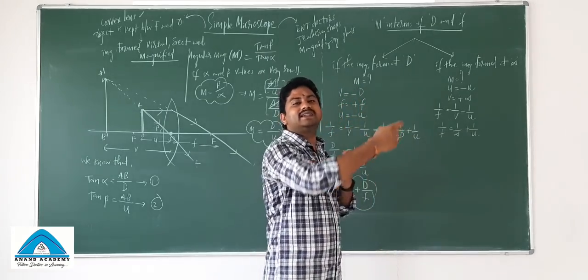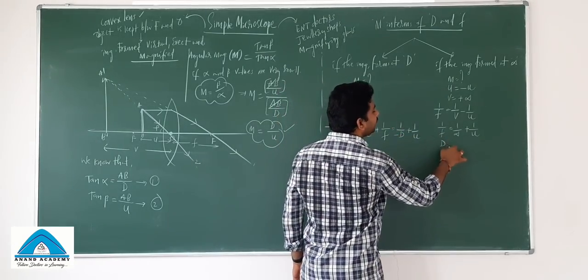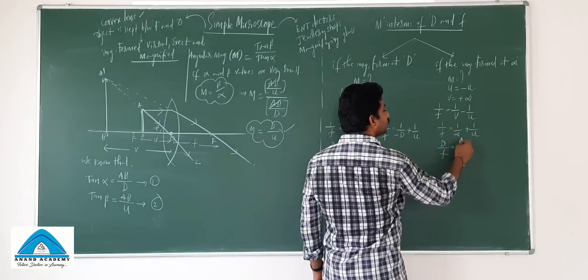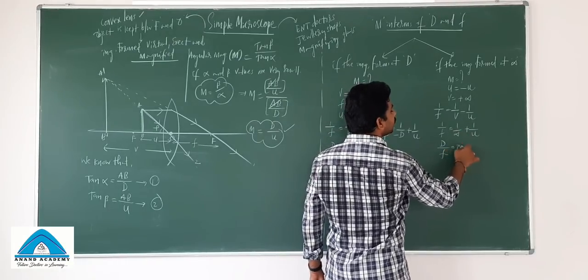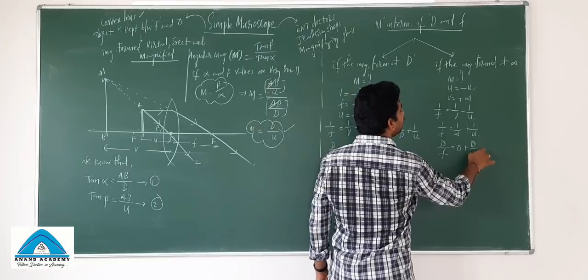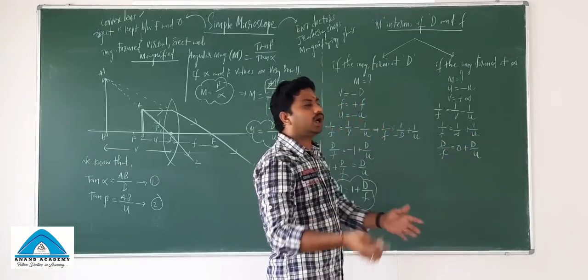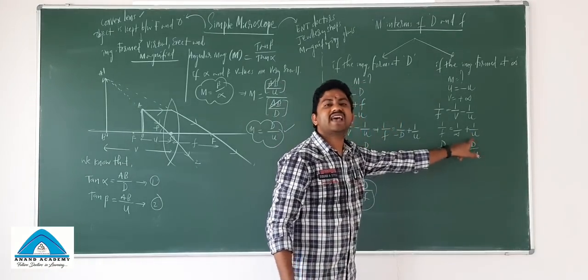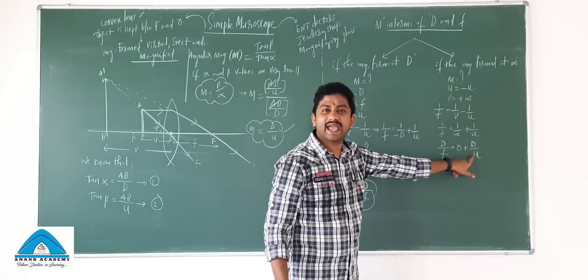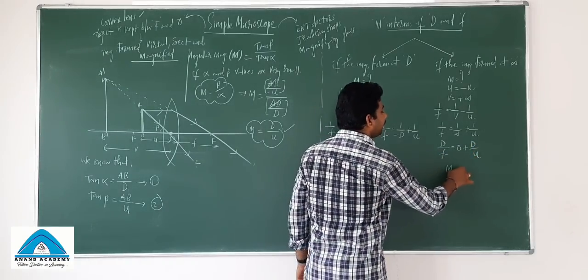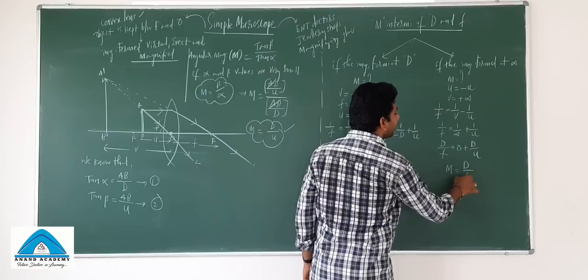Both sides, if I multiply with D, it will be D by F is equal to 1 by infinity, which will be 0, plus D by U. And D by U is called magnification, which is angular magnification, capital M. So your capital M will be equal to D by F.